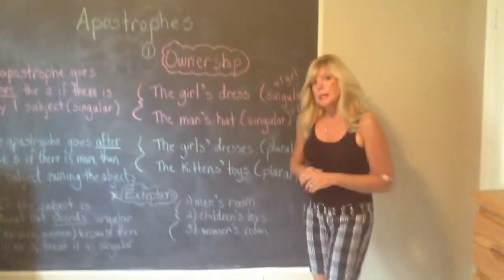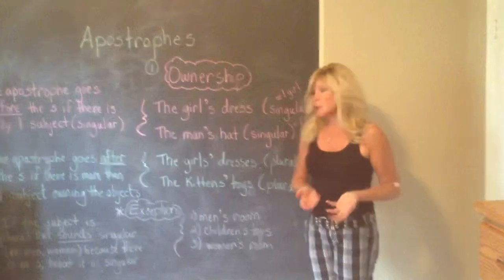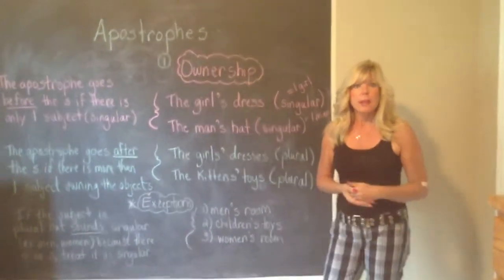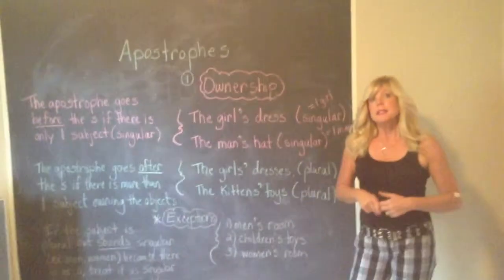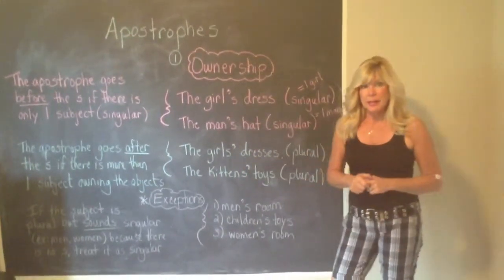If you're looking at a sentence that has a subject that is more than one, a plural subject, there's a whole bunch of girls, and you're looking at all their dresses. So for example, the girls' dresses. It's a plural subject, so the apostrophe goes after the S.